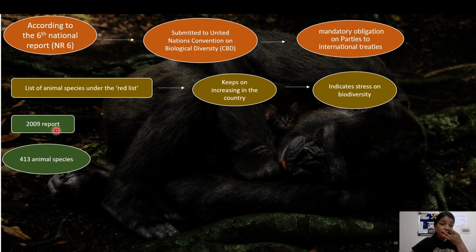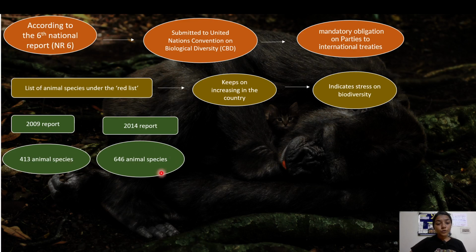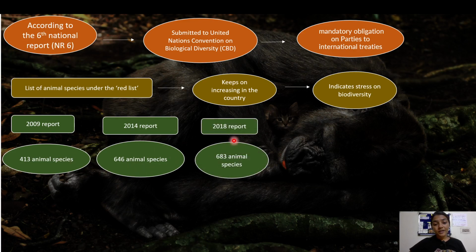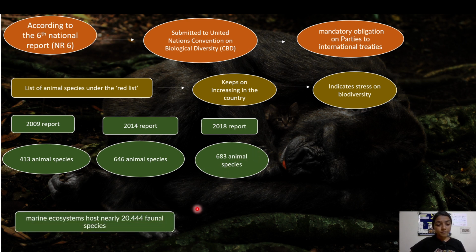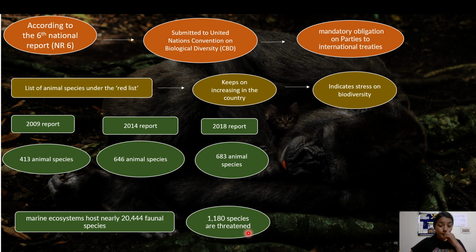In the 2009 national report, the number of animals listed was 413. In 2014, 646 animal species were reported. In 2018, 683 animal species were reported. The marine ecosystem hosts nearly 20,444 faunal species, of which 1,180 species are threatened.